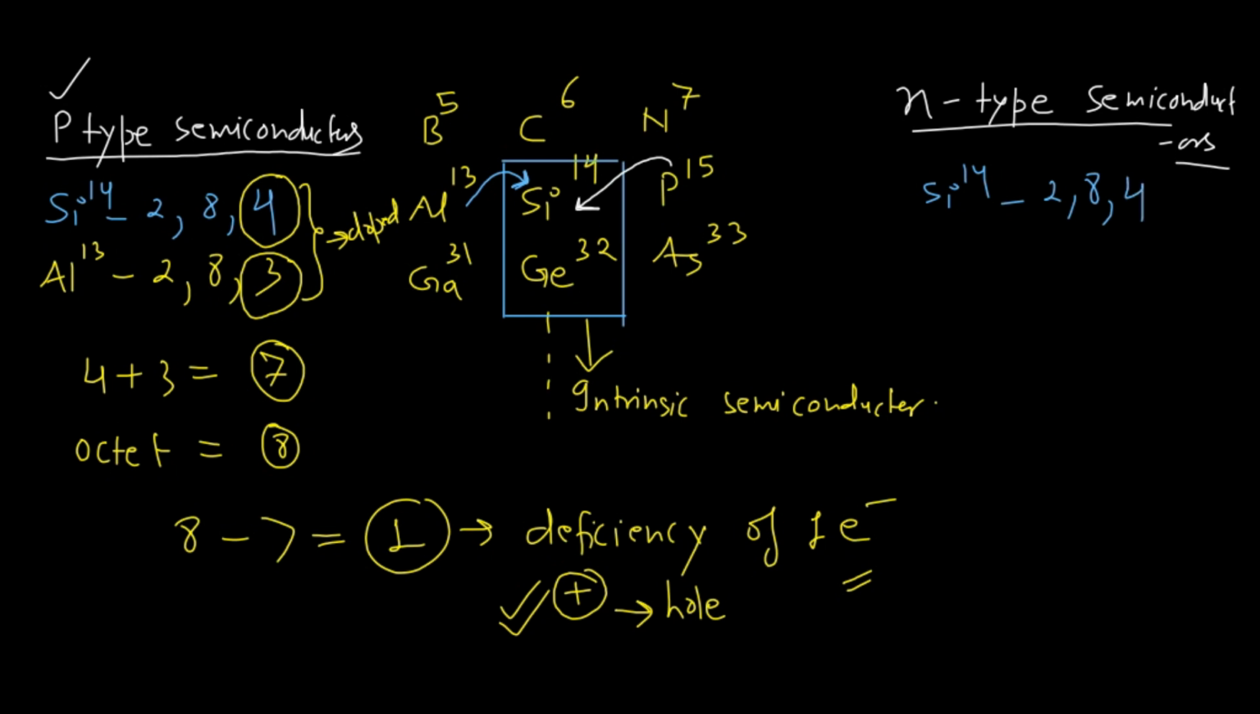I am adding phosphorus, guys. This is 15, so it is 2, 8 and 5. Now again focus on this 4 and focus on this 5. If you add 5 plus 4, this will give you 9.